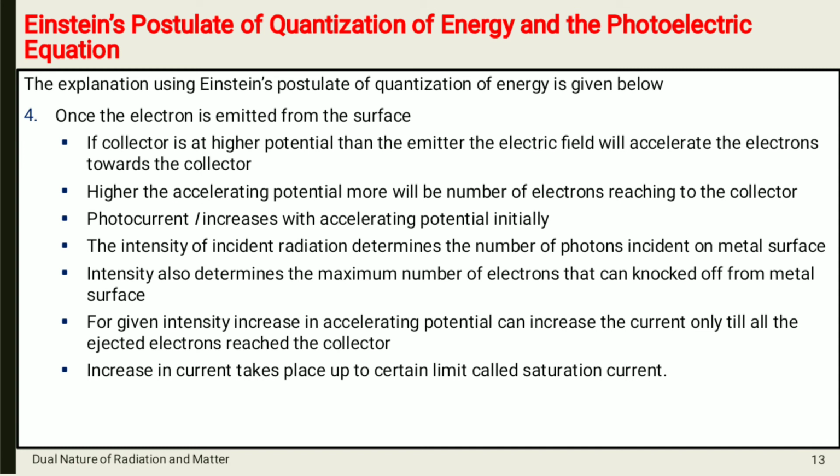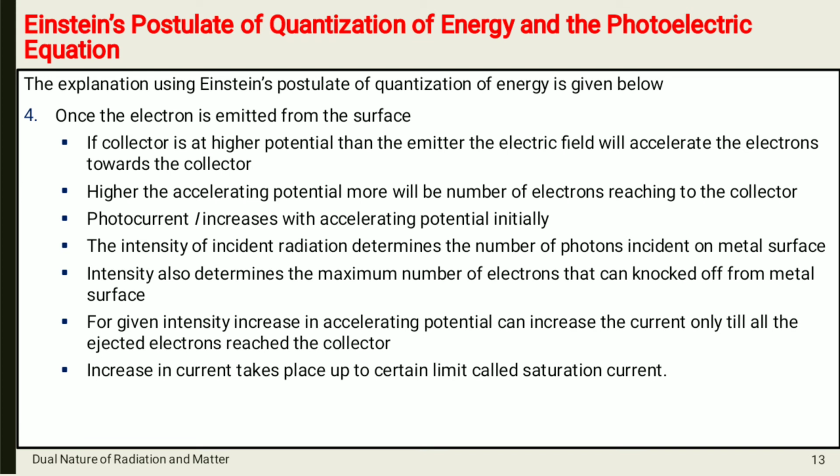Increase in current takes place up to a certain limit called saturation current. This point again we have discussed before: when we increase the potential on the collector plate, what will happen? Current will increase till all the ejected electrons reach the collector. After that what will happen?